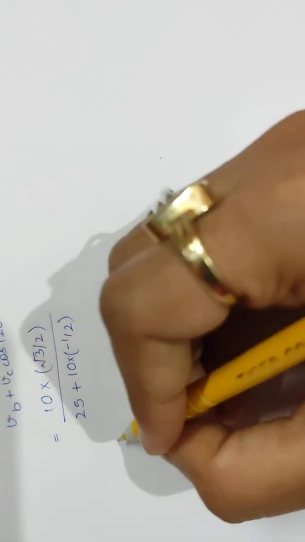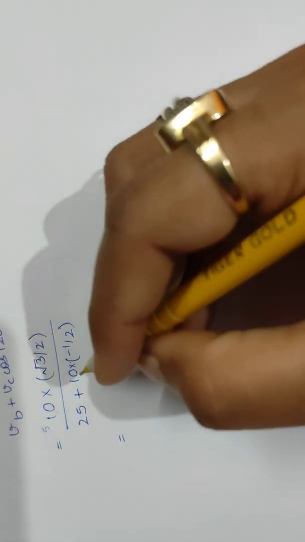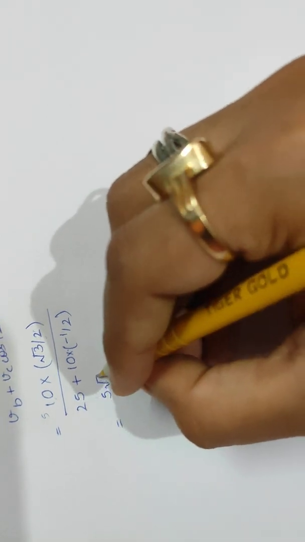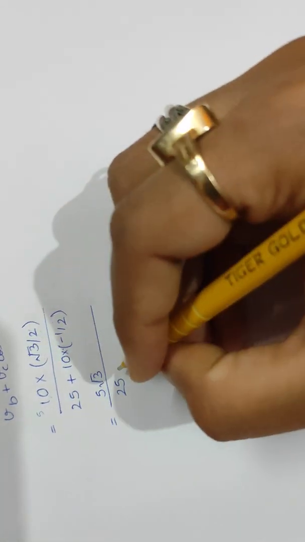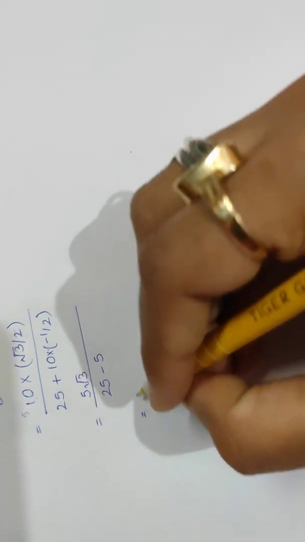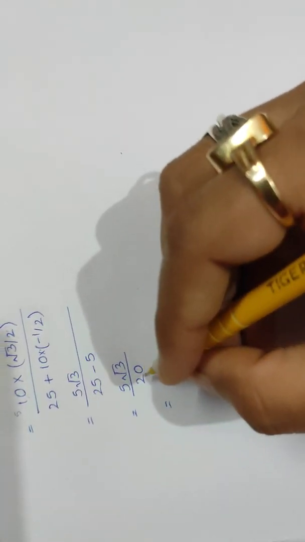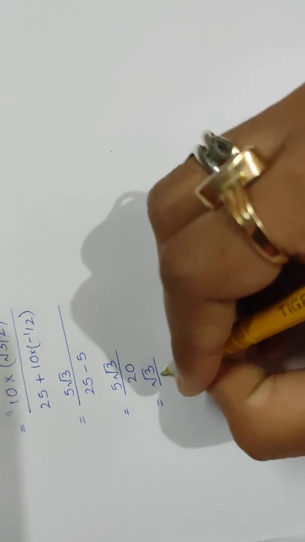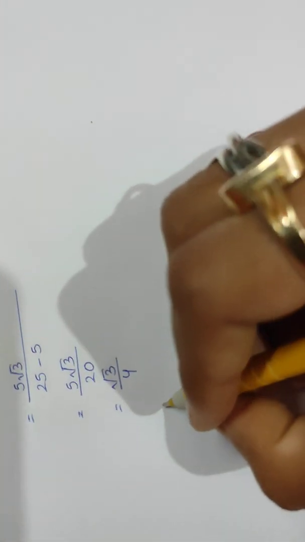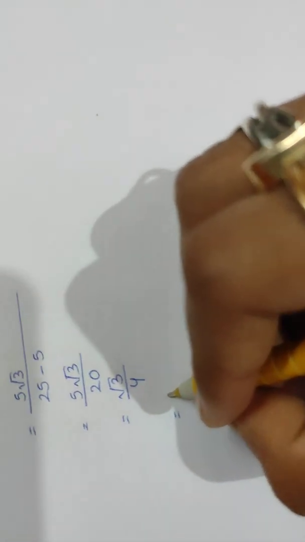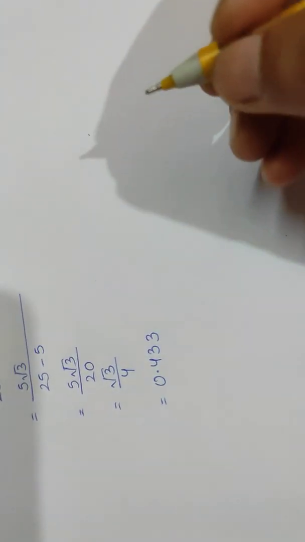Fine. We will solve this. On solving this, this will get cancelled. We are left with 5. So 5 under root 3 upon 25 minus 5. We are left with 5 under root 3 upon 20. Again on solving this we are getting under root 3 upon 4. In terms of decimal, its value will come as 0.433. Okay.